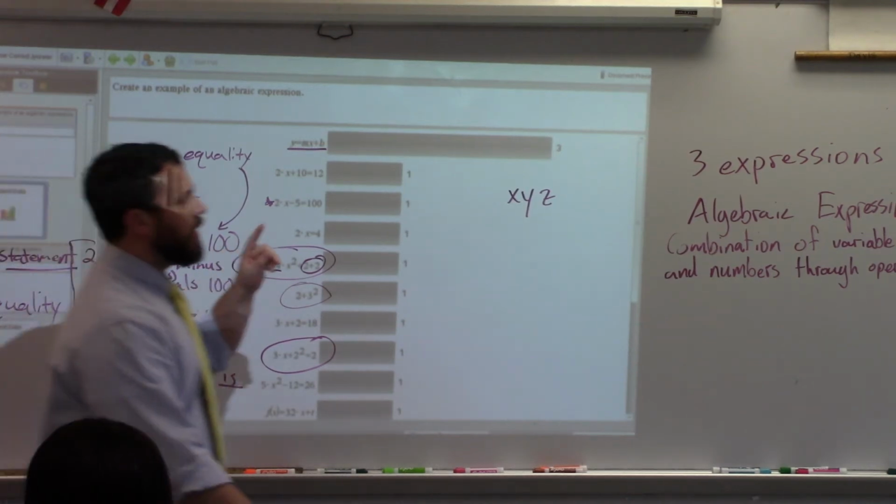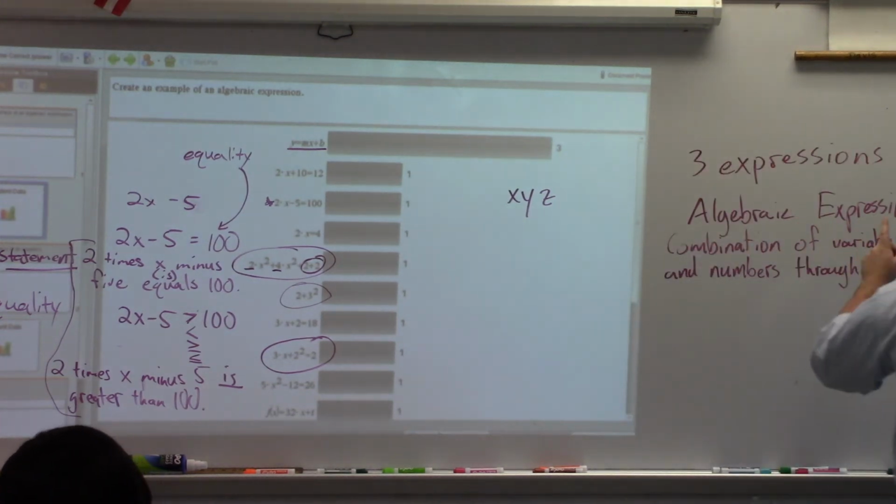So when I come over here, not only do I want to say it's a combination of variables and numbers through operations, we also want to say it is not a solved statement. It's not a statement, meaning it's not an equality or inequality. Remember, we're trying to define expression, right? Okay, so it's a combination of variables and numbers through operations.